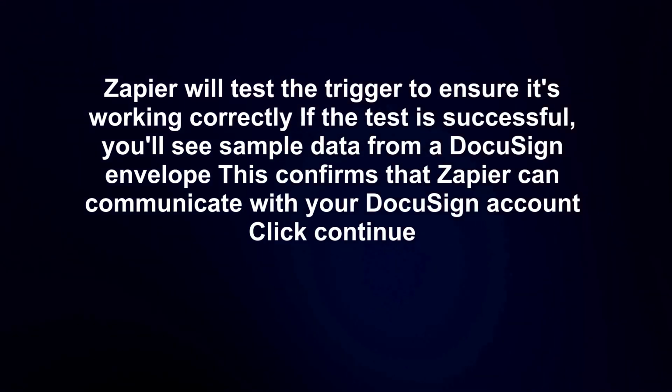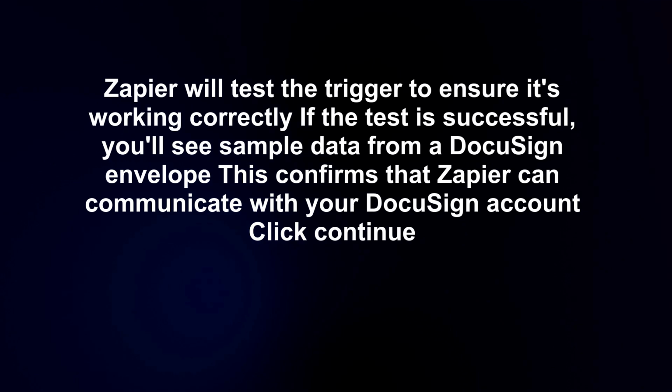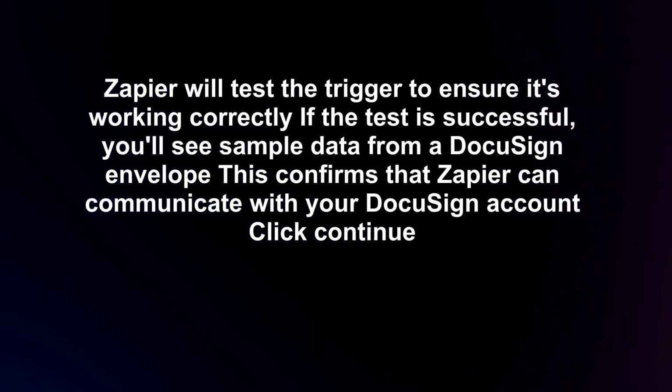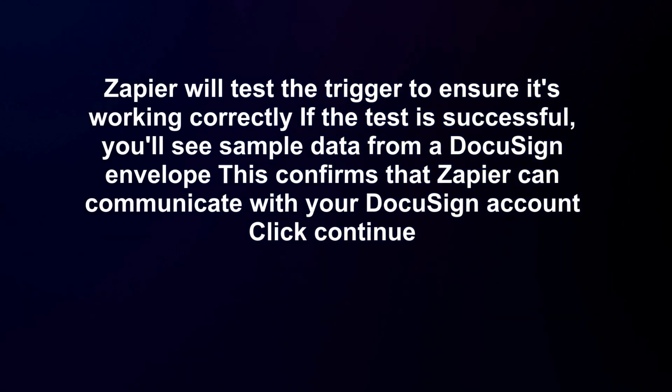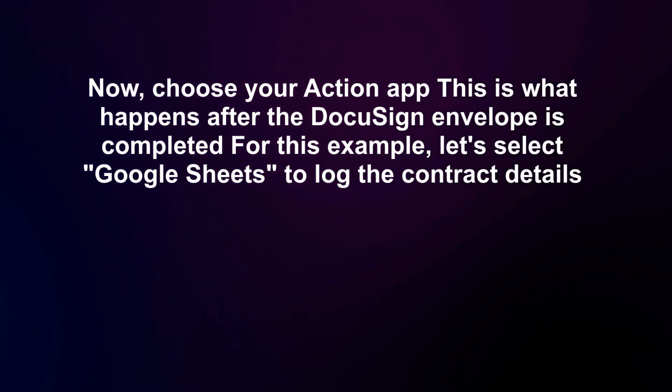Zapier will test the trigger to ensure it's working correctly. If the test is successful, you'll see sample data from a Docusign envelope. This confirms that Zapier can communicate with your Docusign account. Click Continue. Now choose your action app.